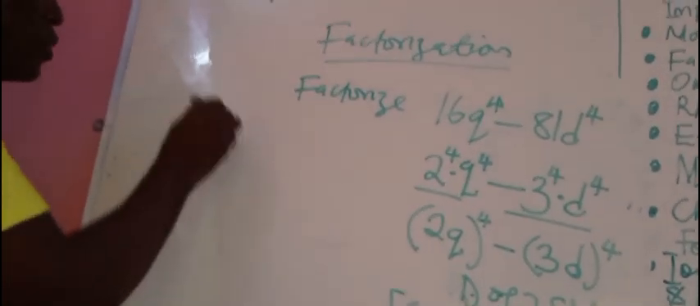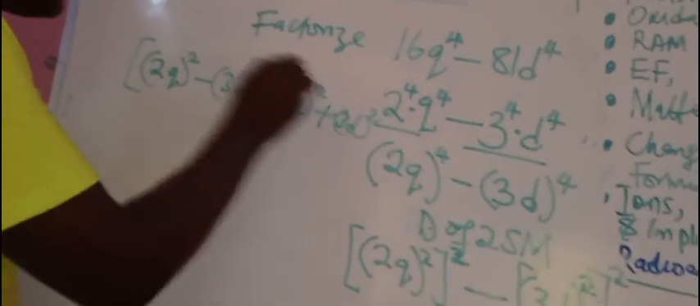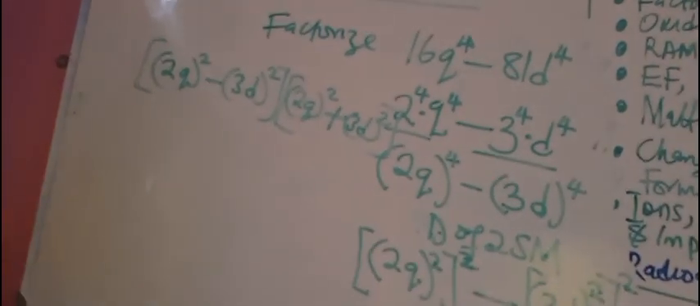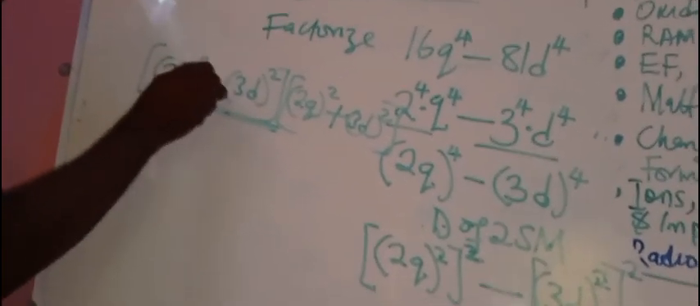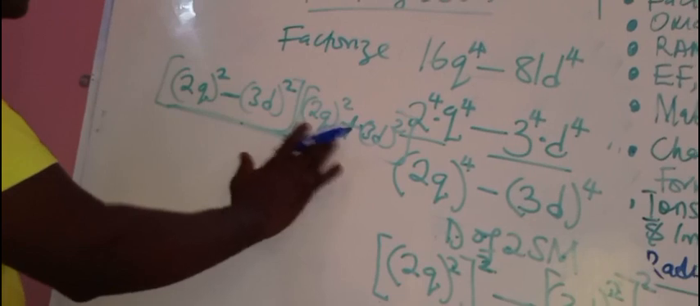Now let's see what is happening here. For you to apply the difference of two squares method, two things must be squared. So they are squared now, right? It will now be (2q squared minus 3d squared) in brackets, then (2q squared plus 3d squared) in brackets. Now, if you look at the first one, you can still apply the difference of two squares method because there's a difference and two things are still being squared. But for the second one, there's nothing you can do. It is already like this.